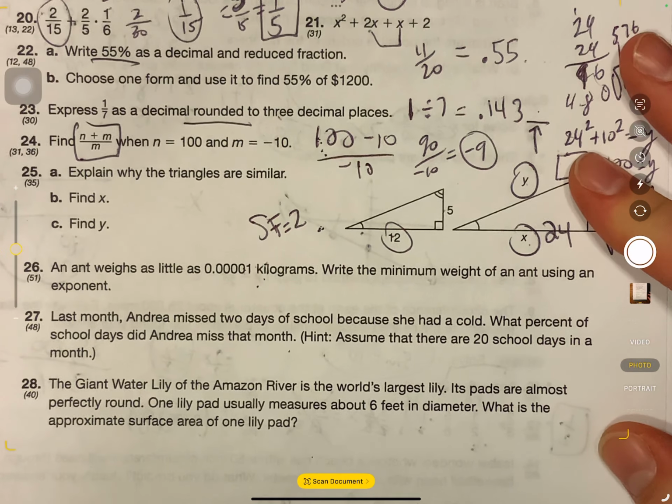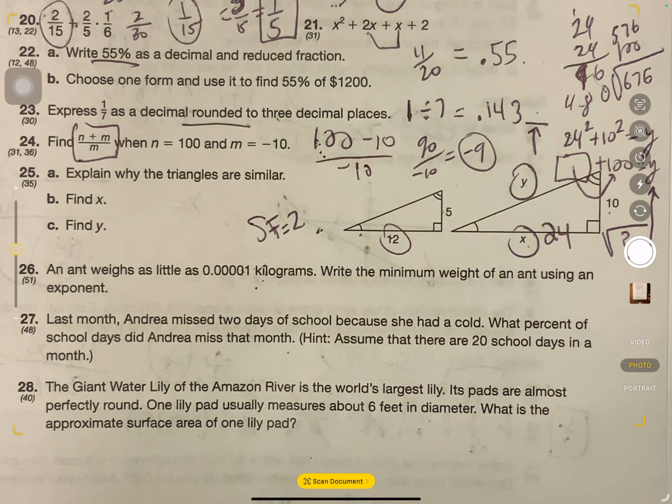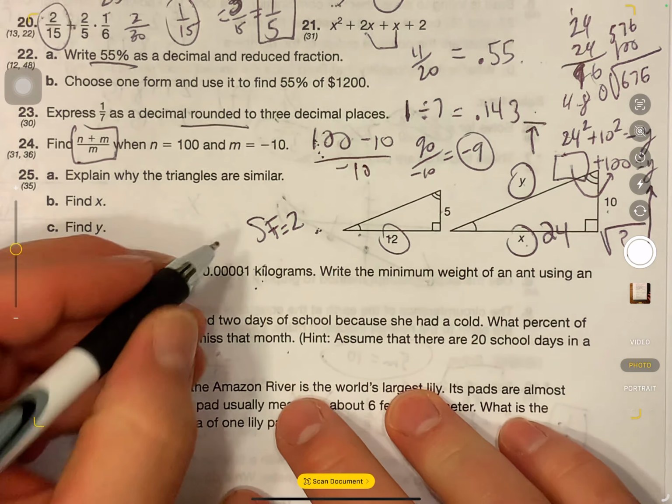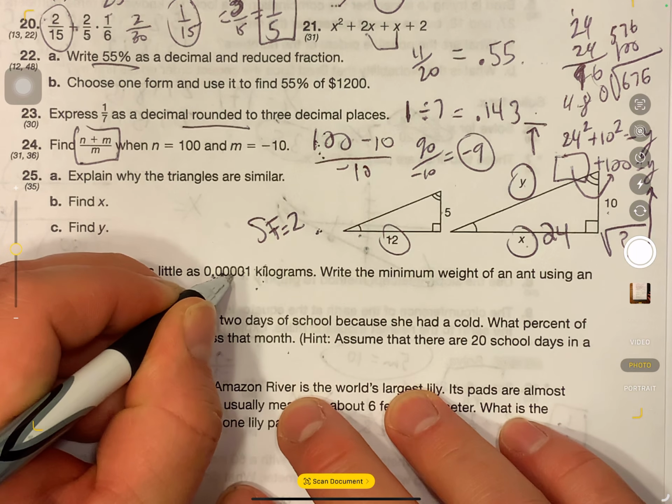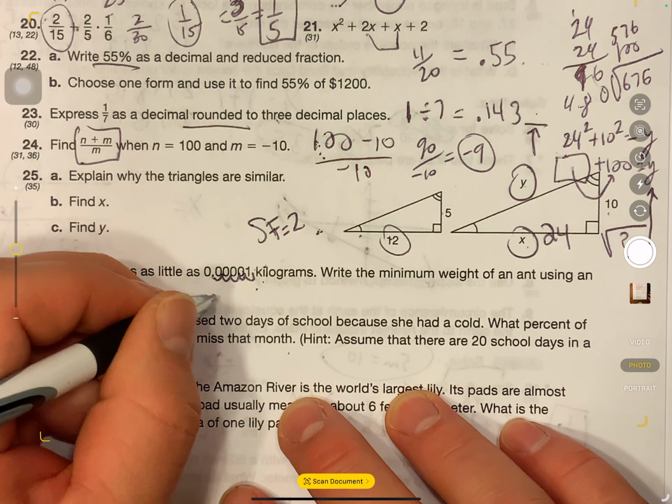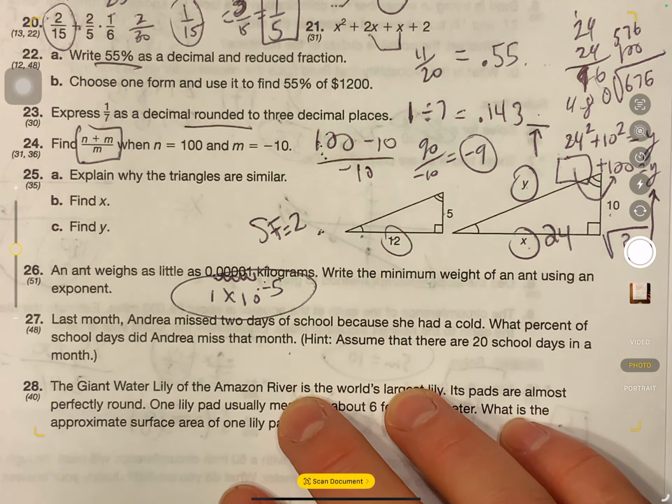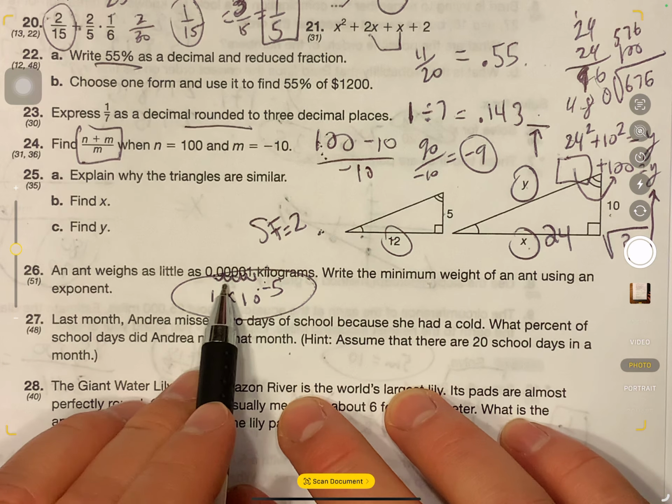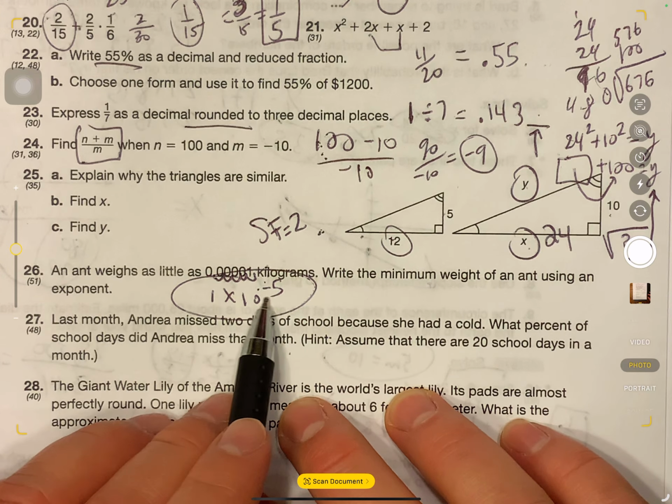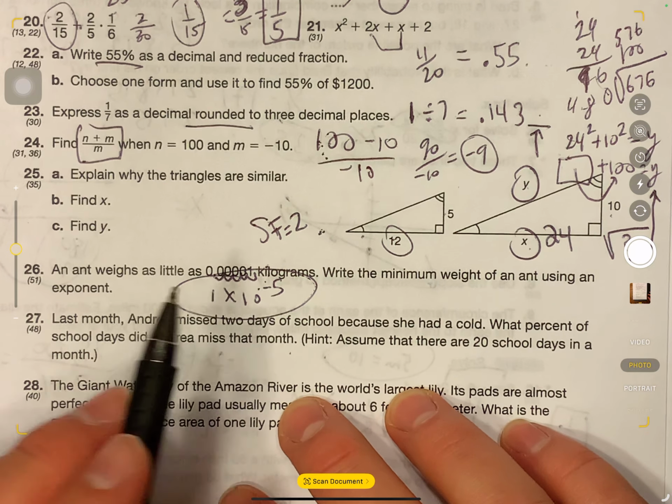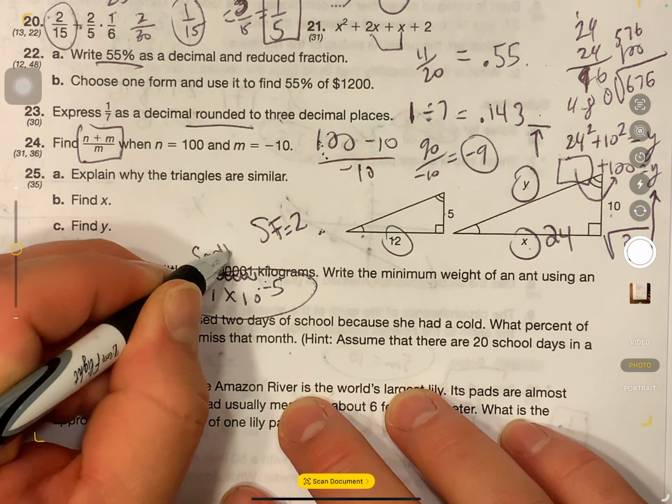An ant weighs as little as 0.00001. Write this as an exponent. Okay, so here we go. Watch this. 1, 2, 3, 4, 5. 1 times 10 to the negative 5th. That's how much the ant weighs. And it's not negative because it's a negative number. This negative exponent means it's a very small number. So small gets the negative.